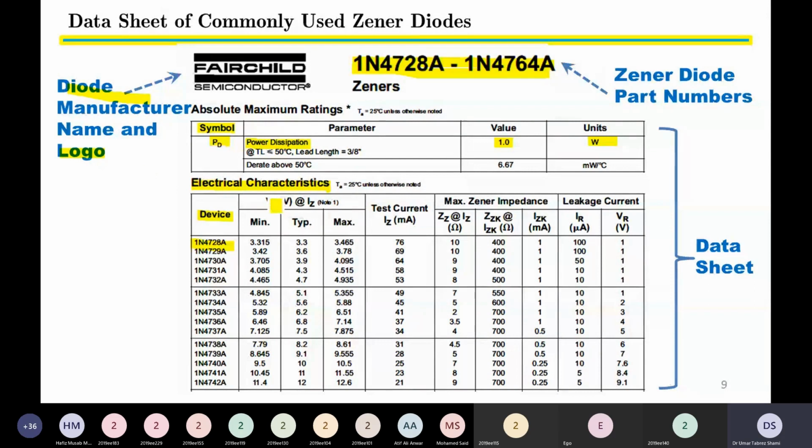These parameters will be first Vz. Vz is the Zener stable voltage. Iz is the Zener current, and then Zz is the Zener impedance. ZZK, the impedance at knee voltage, and then IZK represents the knee current of Zener voltage, IR represents the leakage current, and VR represents the leakage voltage.